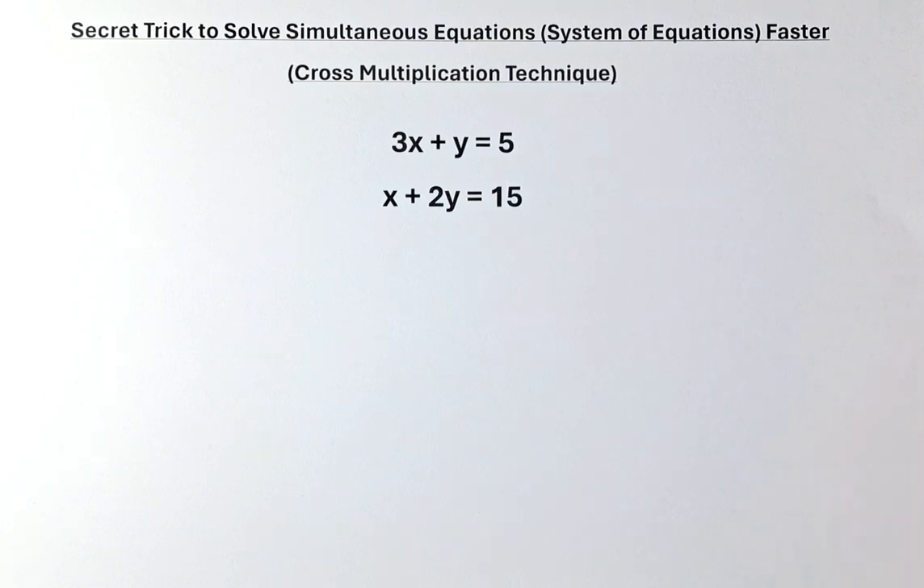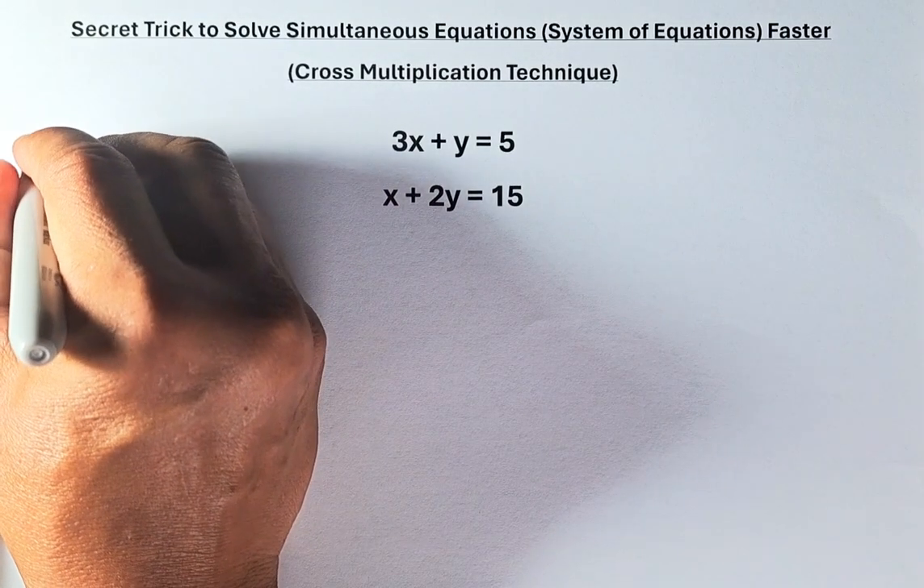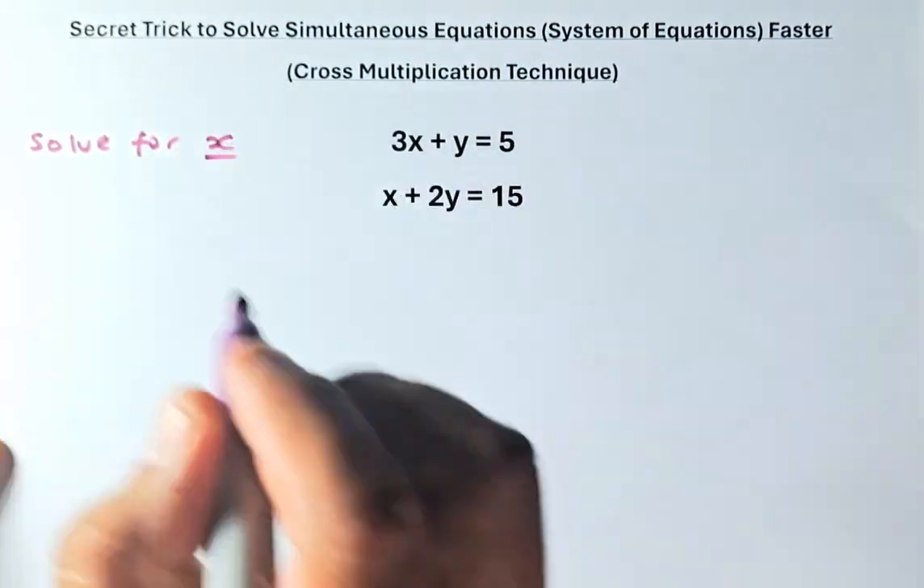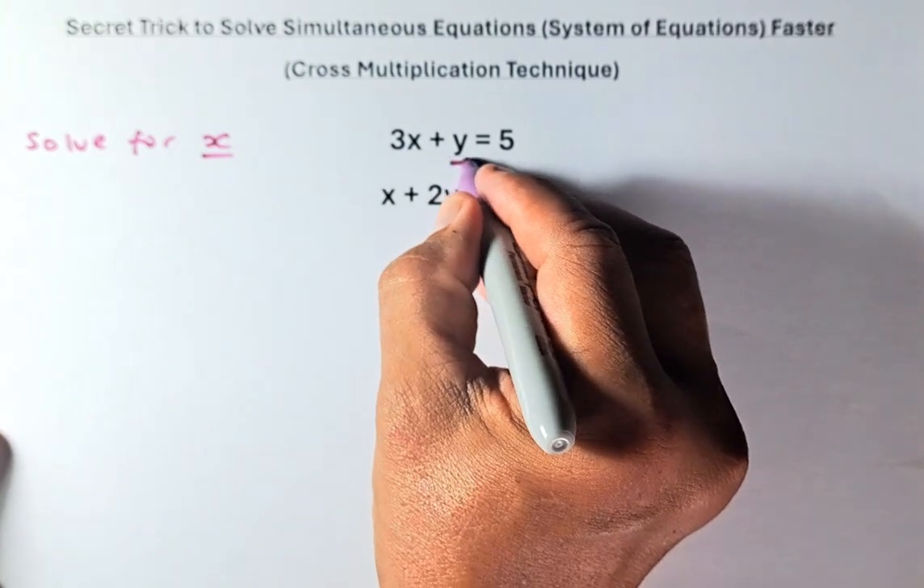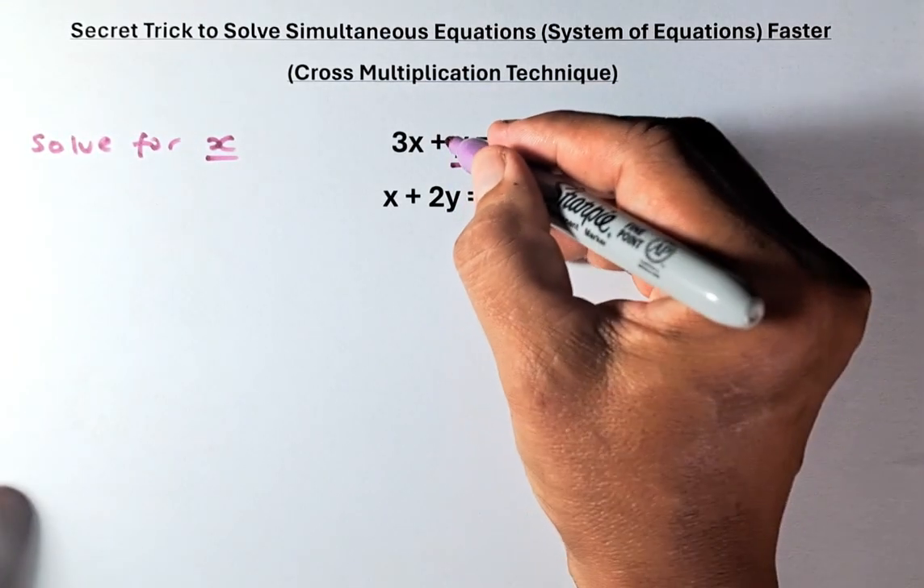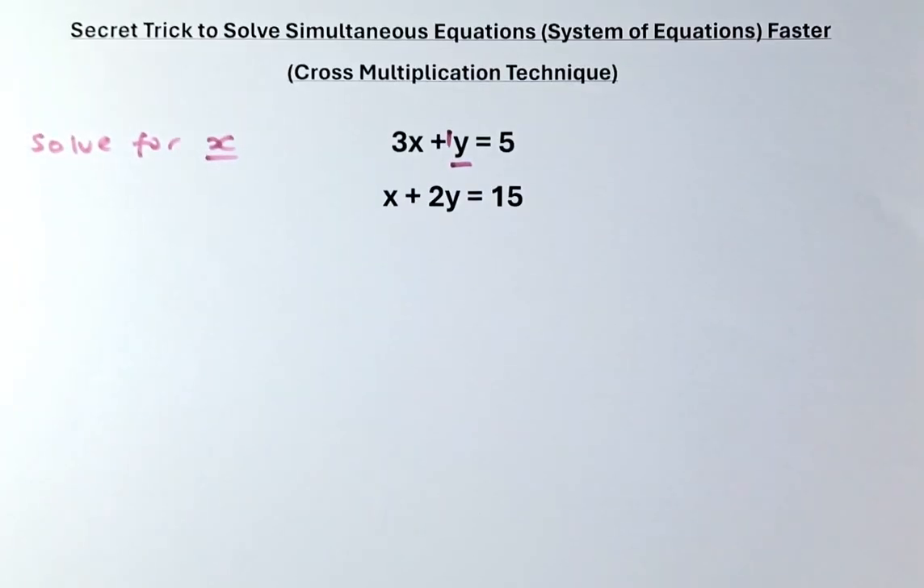To do that, we have to solve for x and y. To solve for x, we're going to work on the left hand side, and to solve for y, we're going to work on the right hand side. So we are going to solve for x now on the left hand side. To find x, we look at y. So y is the pivot point. The coefficient of y is 1, because 1y. The technique involves cross multiplication.